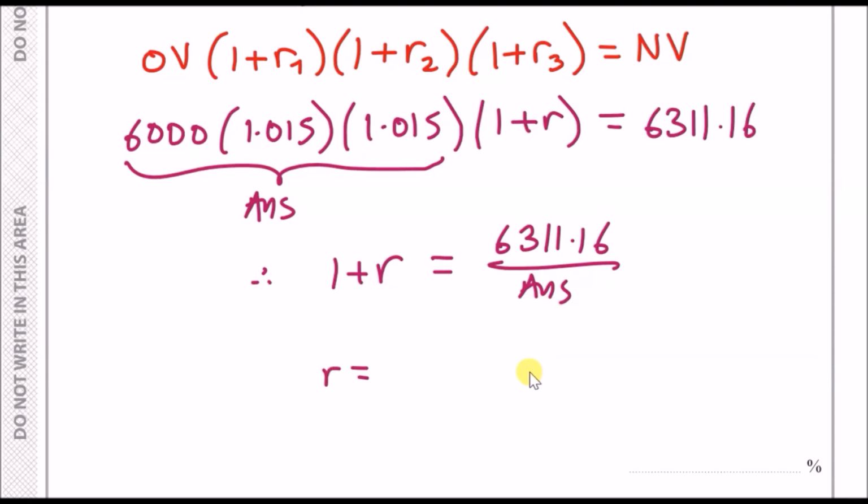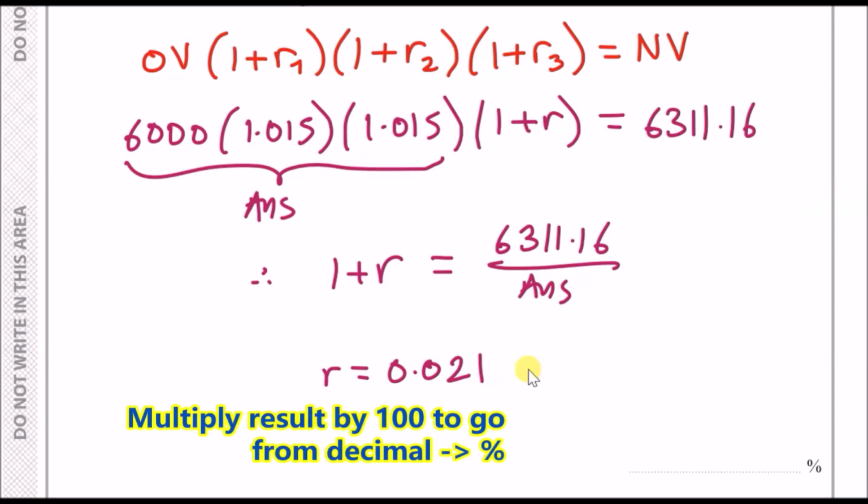And when you do that, you should get a value of 0.021, which is actually the same as 2.1%. And that's it, guys. You're literally done.